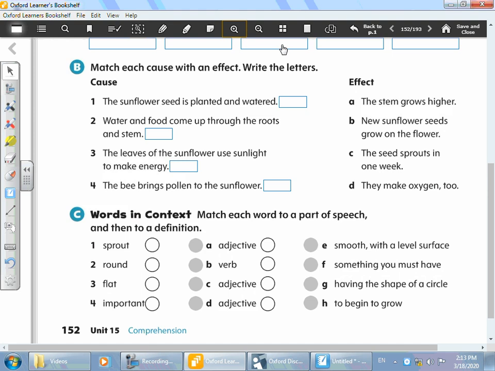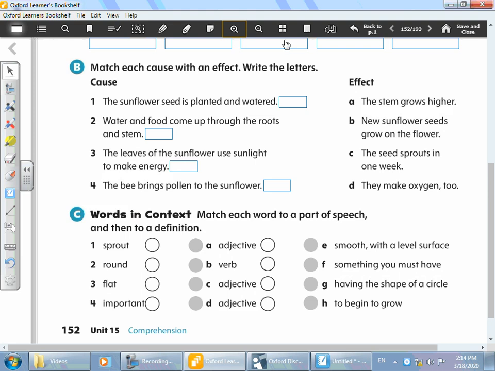Thank you. So, number 1, we have the sunflower seed is planted and watered. What will happen next? When you plant and water the sunflower seeds, excellent. The seed sprouts, it grows in 1 week. Very good. Number 2, water and food come up through the roots and stem. So what will happen next? Excellent. The stem grows higher. A.